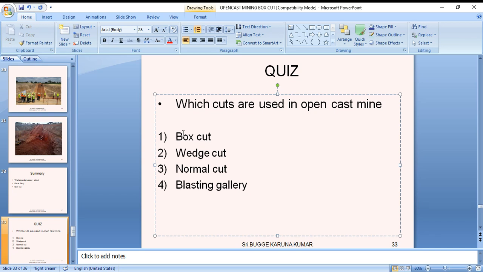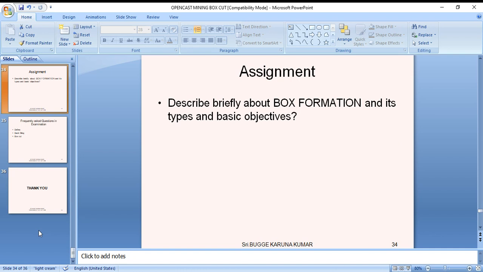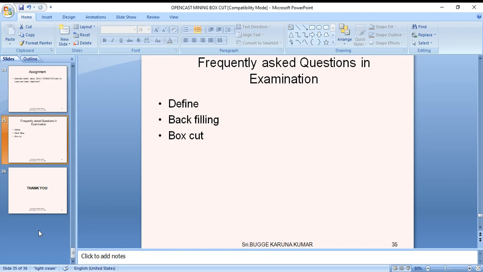Another: there are assignment questions. Some assignments I am going to give you. This is one typical assignment question for upcoming board examinations. Describe briefly the box cut formation, its types and basic objectives. How the box cut formation is made and its types, what the box cut types are, external and internal, and how it serves the preparation work and the entire activity of the mine. So these are about the box cut. Next, frequently asked questions: define backfilling and define the box cut.